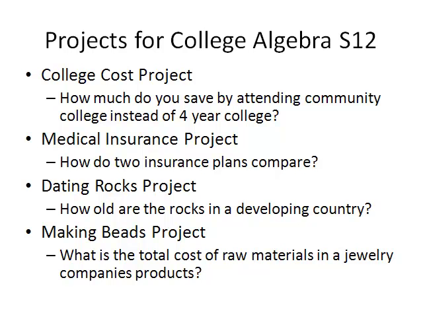In the college cost project, students use data for college costs in the U.S. states to create linear models for costs. The medical insurance project is the project described in this presentation. In the dating rocks project, students model the exponential decay of potassium-40 to date rocks. Students complete each of these projects in a 4 to 6 week window. The last project, making beads, is administered in a 48-hour period at the end of the semester. In this project, students use matrices to find the total cost of raw materials in jewelry.